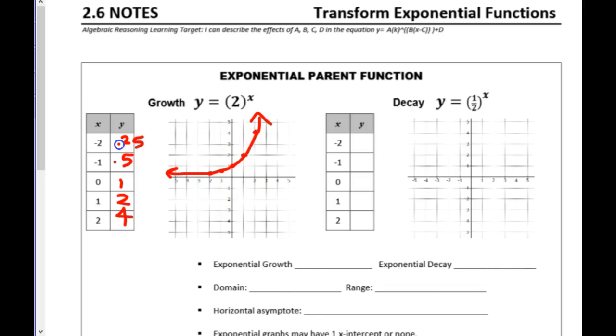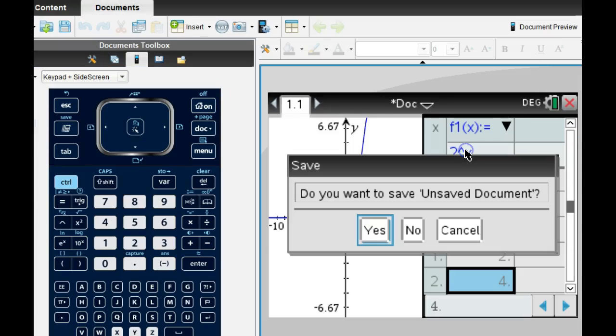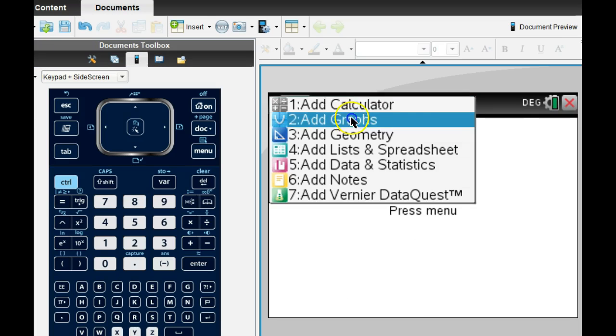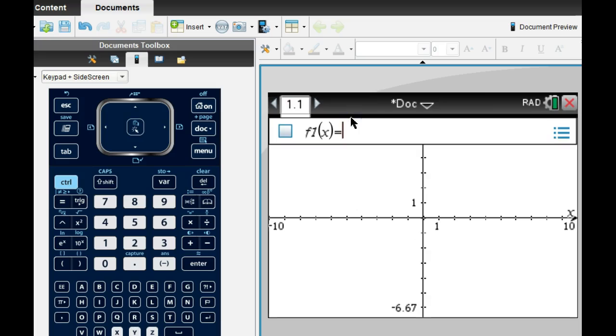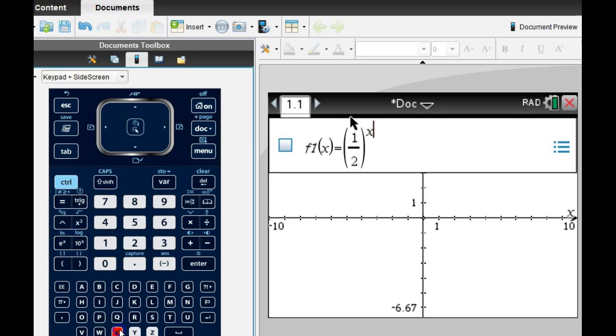And we're going to do the same thing with 1/2 to the power of x. So let's go to our calculator and type in 1/2 to the power of x. New document, don't save, graph. Y'all know how to put in 1/2 to the power of x: parentheses, control divide, 1 on top, 2 on the bottom. Go to the right twice, and then caret x.